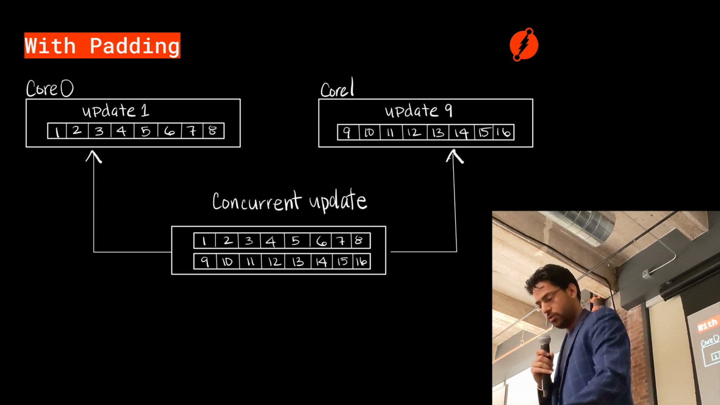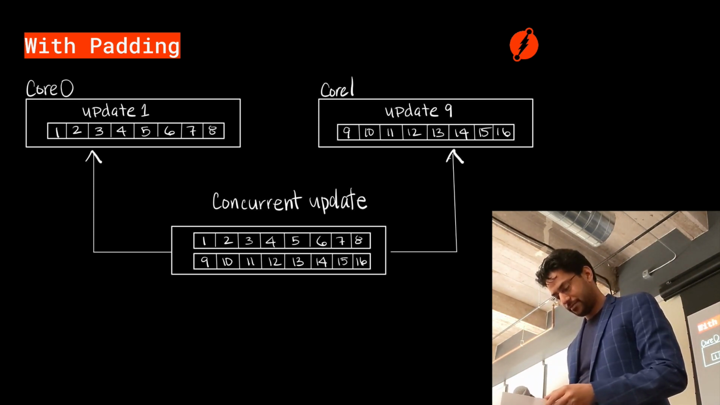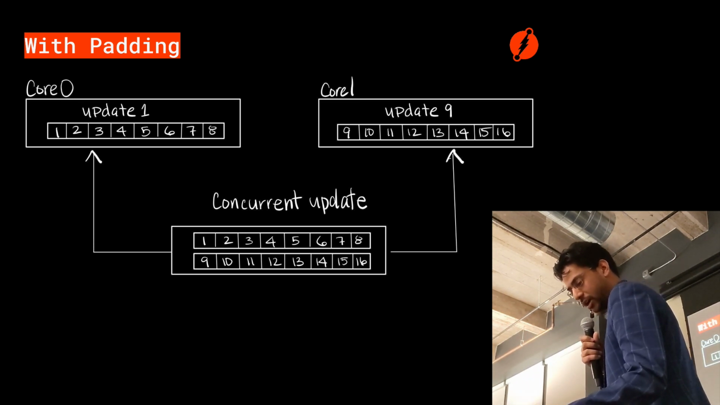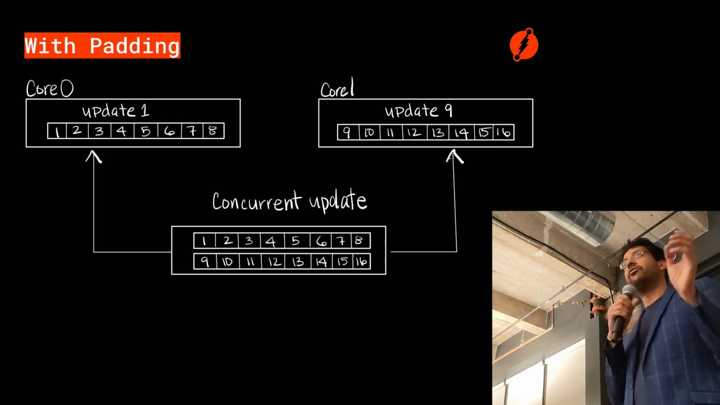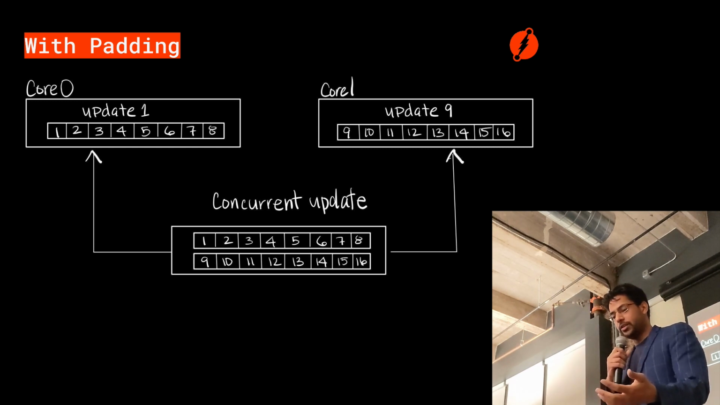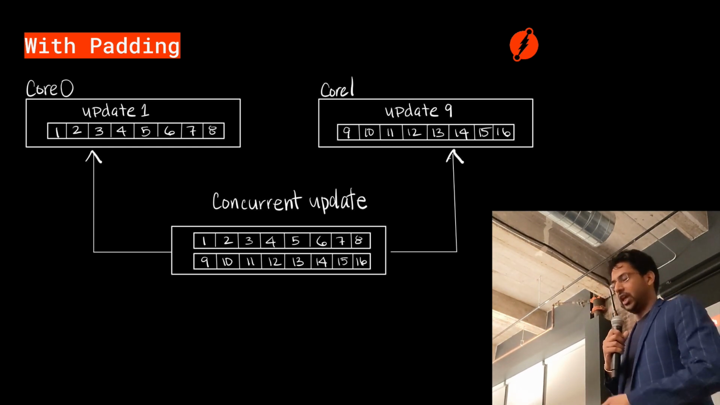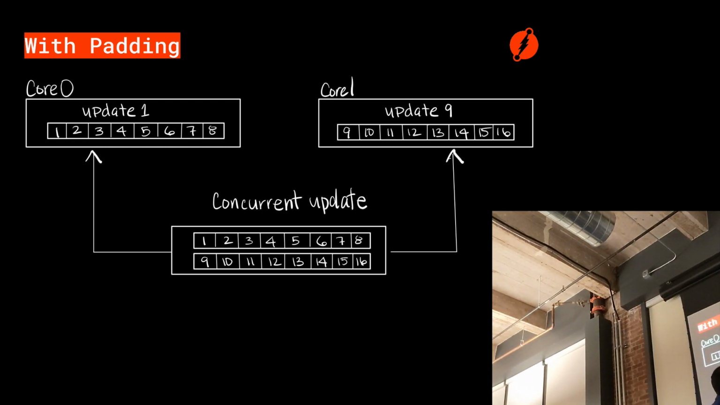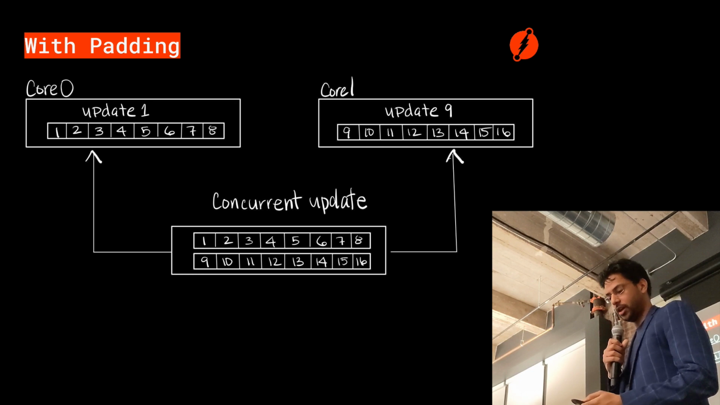Now, what we can do is some padding. We're trying to solve this by padding each counter with enough space to ensure that they fall in different cache lines. Right? So multiple cores can make progress without any cache invalidation if their counter is not updated. So in this case, let's say we split up the two counters in two different cache lines, 64 bytes each. Core 0 updates 1, core 1 updates 9, no invalidation, they both can progress concurrently.